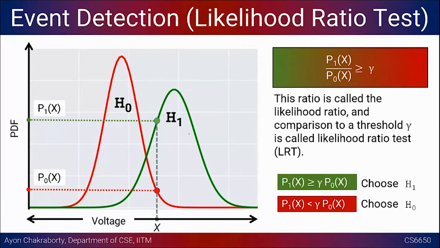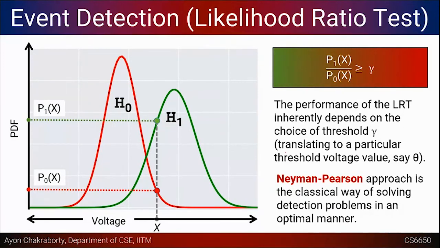Now, the performance of the likelihood ratio test inherently depends on the choice of the threshold gamma, right? If you choose some arbitrary gamma, we are going back to the same old problem: you are going to have lots of false positives or false negatives, and that also translates to a particular threshold value for the voltage, say theta. Depending on the value of gamma you choose, if you expand and solve this equation, you will basically get some theta such that if the value is more than that theta you choose H1, or else you choose H0. You can back calculate.